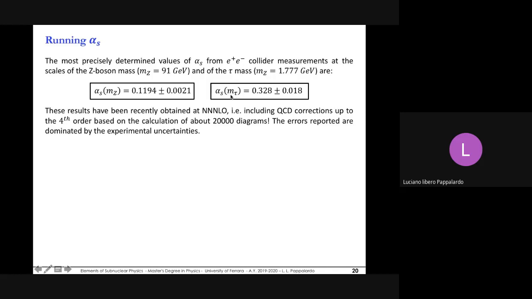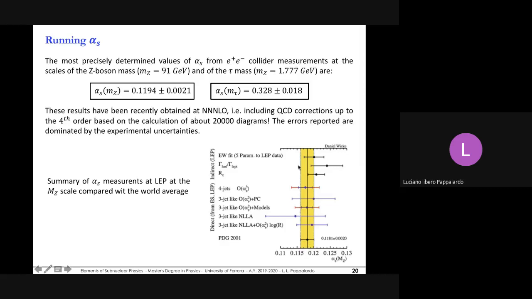And as soon as you go to a lower energy, you get a higher value of alpha, so 0.33 in this case. These results are very precise and have been obtained at next to next to leading order. That means including QCD corrections up to the 4th order, based on the calculation of something like 20,000 diagrams. So a huge calculation is implied here. And the errors which are reported here are dominated by the experimental uncertainties. So in this case, the theoretical calculation is more precise than the present experimental accuracy.